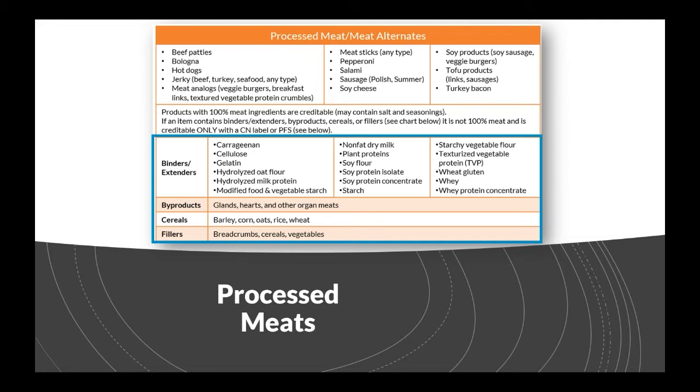To determine if a meat item is 100% meat, you must look at the product's ingredients. And if one or more of the items in this blue box is an ingredient, then you must obtain a CN label or product formulation statement to credit the item and to tell you how much must be served to meet the meal pattern requirements.